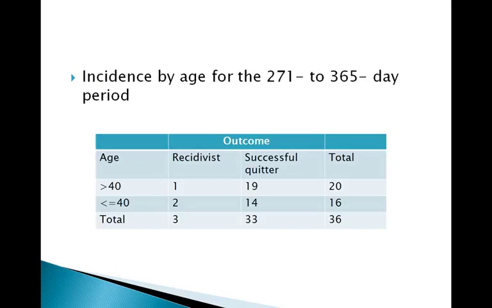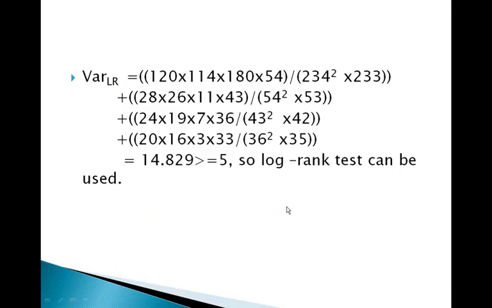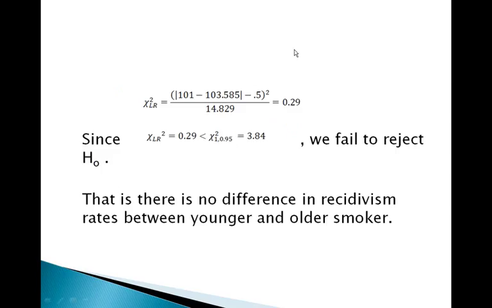And what that gets us, with all these little mini tables, is a calculation at each interval for the observed and the expected, and each component of the sum is the expected value for the first cell. And this is the calculation for the variability of the log rank. Note too that when we calculate the variability of this log rank, we get 14.829, which again is greater than or equal to 5, so we can use the log rank test appropriately here. And we would get a log rank test statistic of 0.29 when we calculated this in total.